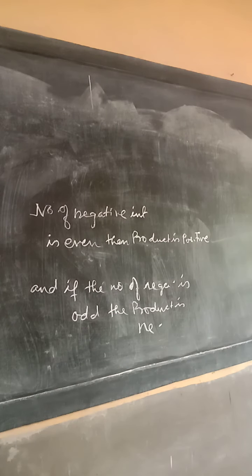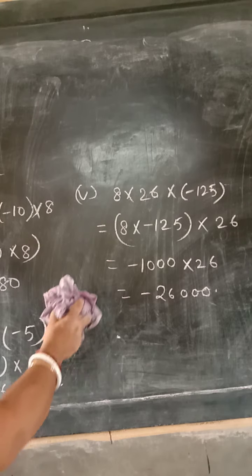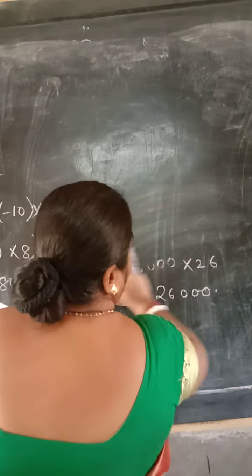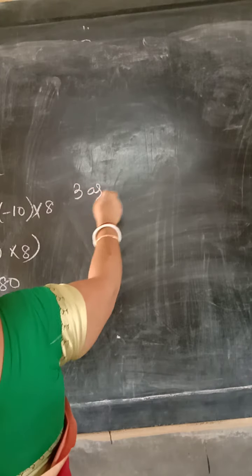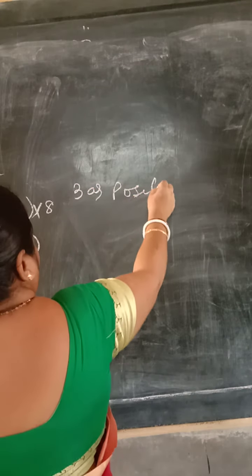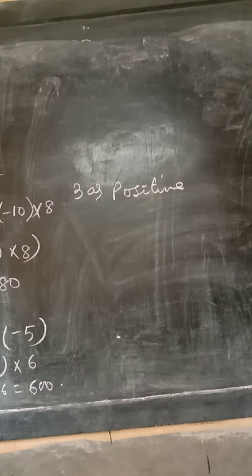Now they have asked for 10 negative integers. So 10 is an even number. So the number of negative integers is even. So the product will be positive. Maybe you can write this question's answer in the book. Now they have asked you 10 negative integers and 1 positive integer. So the answer will be what? Positive, because the number of negative integers is even.